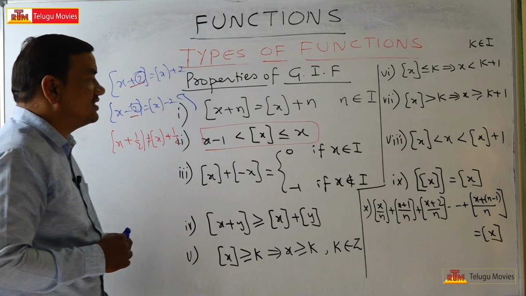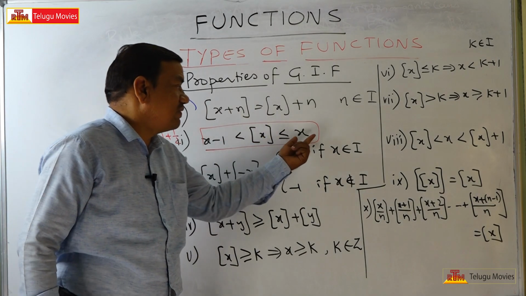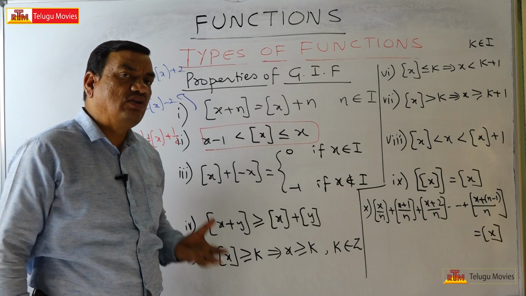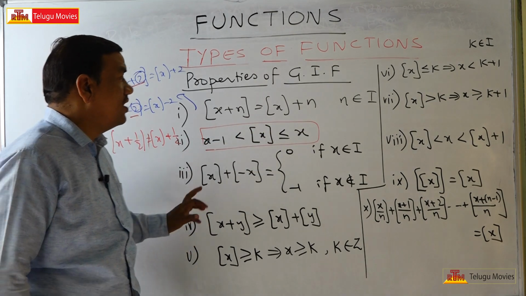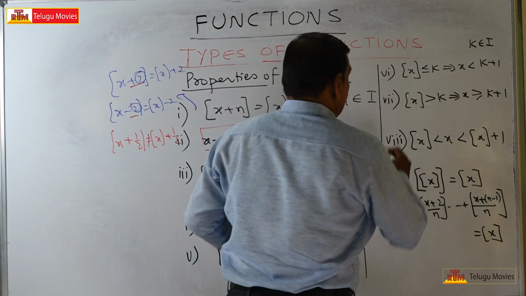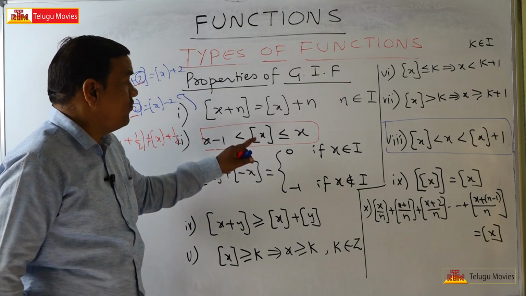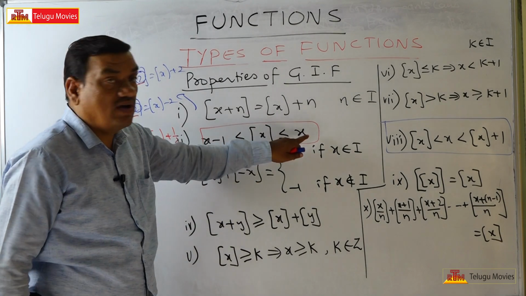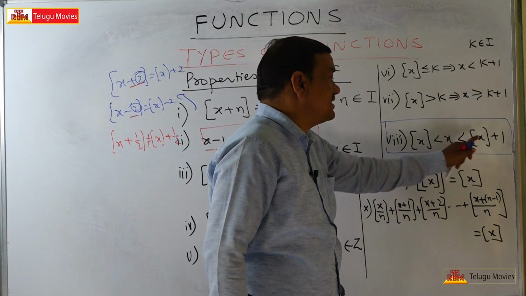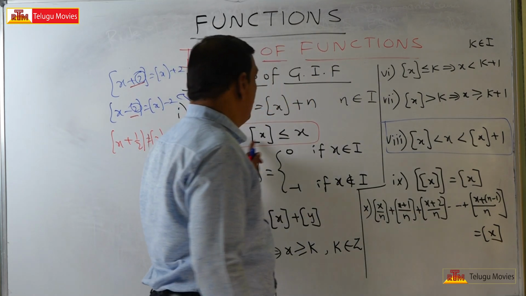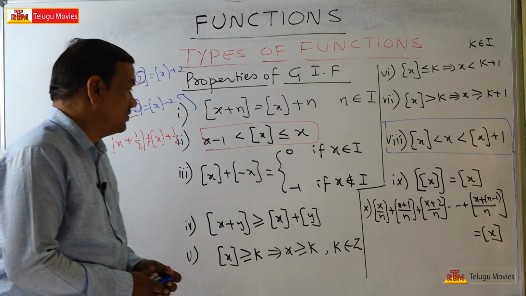Step of x always lies between x minus 1 and x. Step of x value always lies between x minus 1 and x. You can take a number of examples also. But remember this, afterwards you learn this property: step of x lies between x minus 1 and x, whereas x lies between step x and step x plus 1. Comparatively study these two.